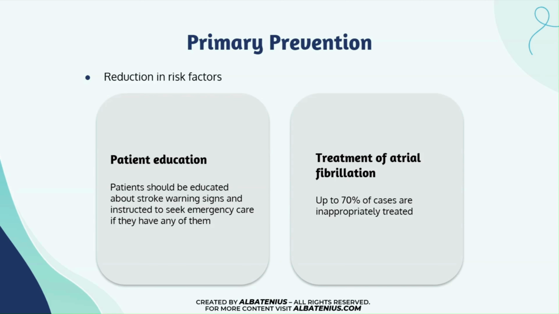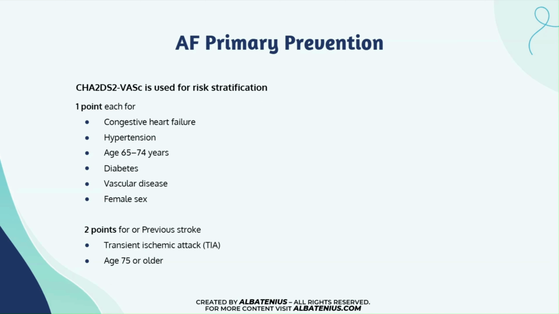Also, we have to treat atrial fibrillation because almost 70% of cases are inappropriately treated. So we have to focus on atrial fibrillation, patient education, and risk factor reduction. So for primary prevention, and to start anticoagulation for any patient with atrial fibrillation, we will use the CHA2DS2-VASc score.